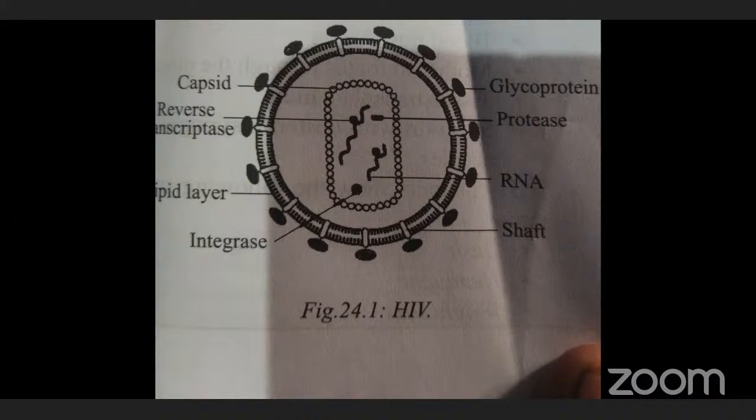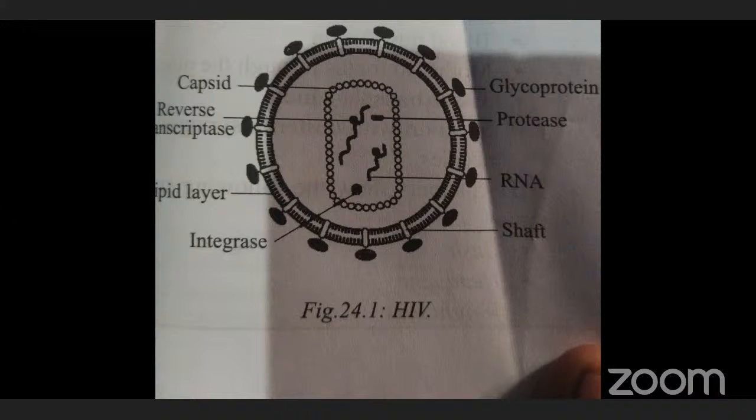HIV infects the T helper cells, macrophages, and monocytes. These three are important for cell-mediated immunity, because monocytes and macrophages are cells involved in phagocytosis. Clear? So it affects the cell-mediated immunity. Those are all important points. Kindly note them.